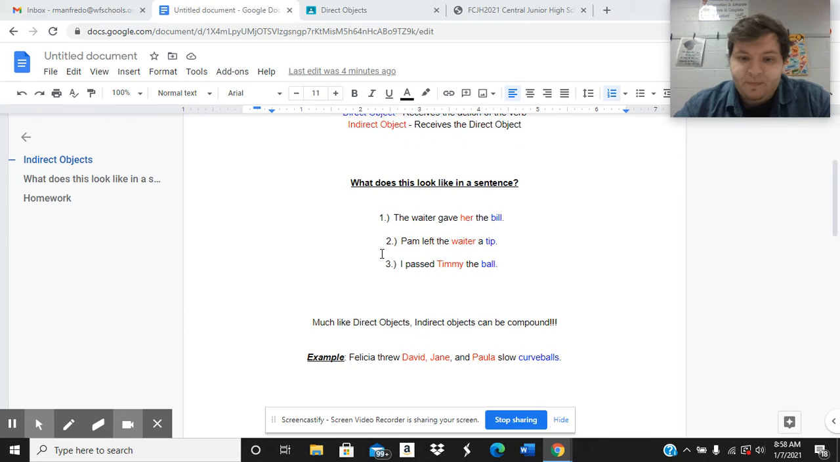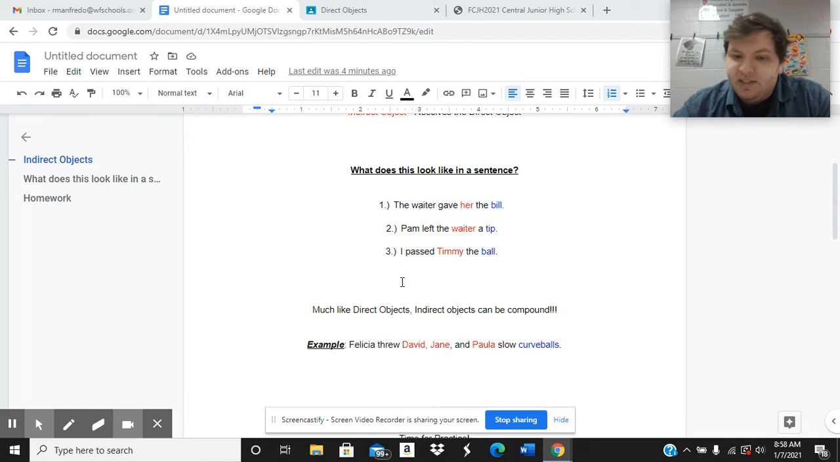Let's look at two more. Pam left the waiter a tip. So Pam left what? She left a tip, and she left it for who? She left it for the waiter. So the tip is our direct object, and the waiter is the thing that is receiving the tip, so the waiter must be our indirect object. That's why it's highlighted in red.